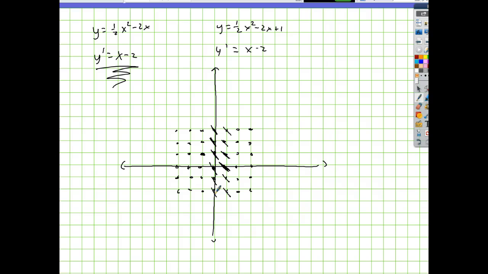What about 2, 0? So my slope would be 0 here. What about the point 2, 1? 0. What about my point 2, 2? 0. I see a pattern. I'm going to go ahead and fill out my pattern because I don't like being bored. What about the point 3, 0? 1. Okay, it's cool, but what about the point 3, 1?